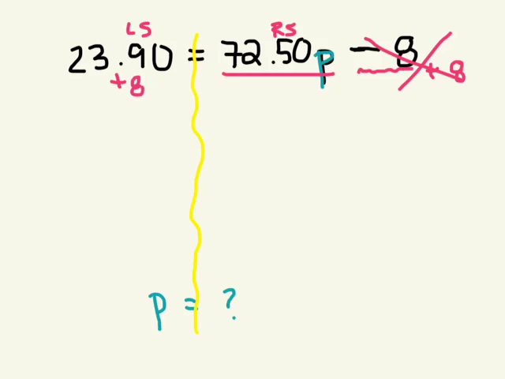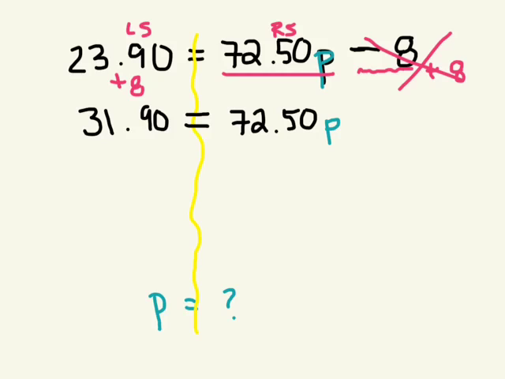Okay, so what's 23.90 plus 8? 31.90 equals 72.50p. Okay, so on the right side is where our variable is. 72.50 multiplied by something. Again, we need to do the opposite operation.